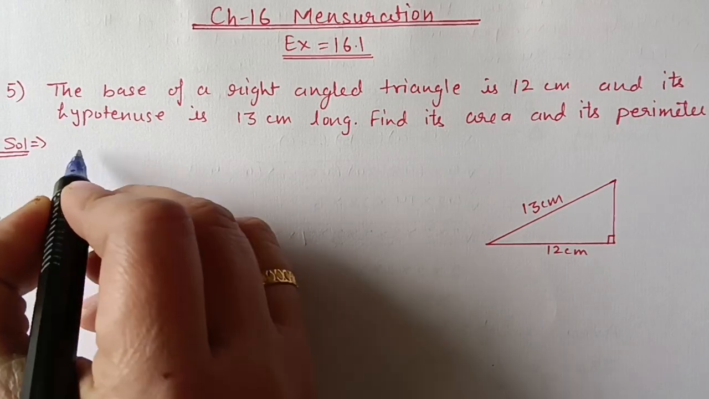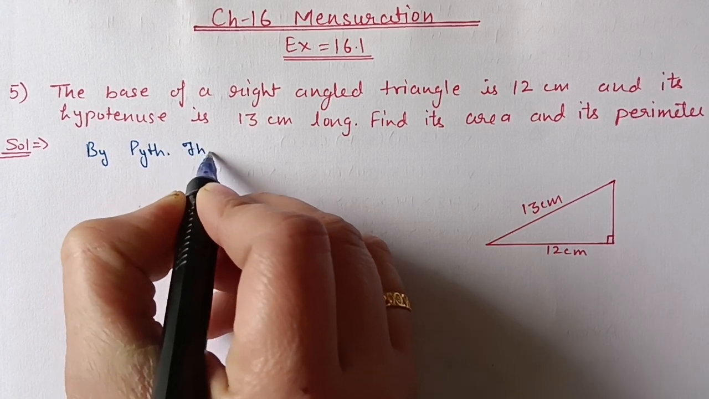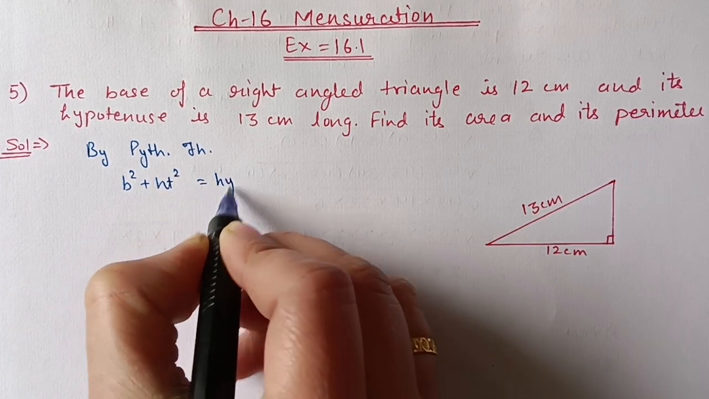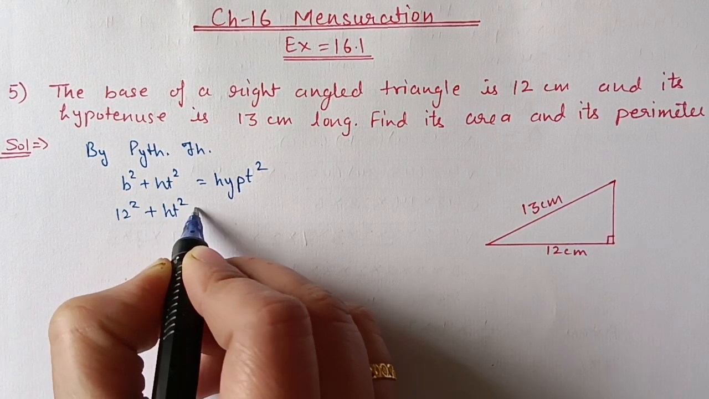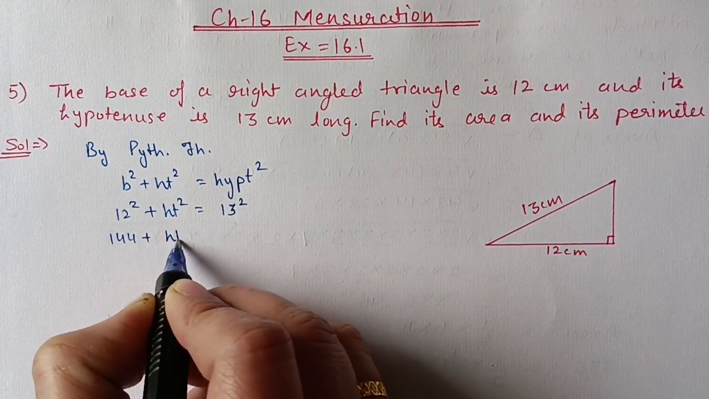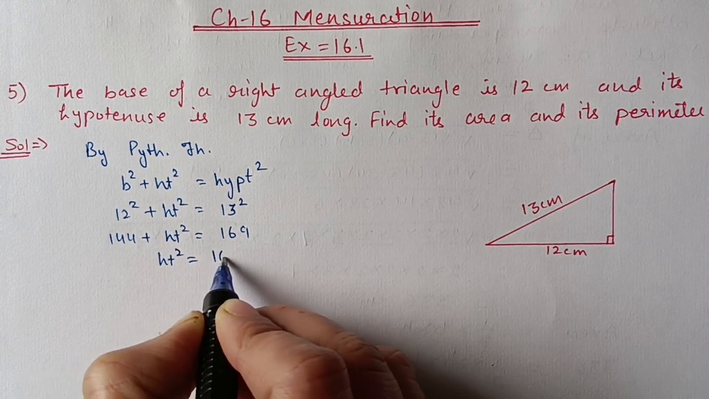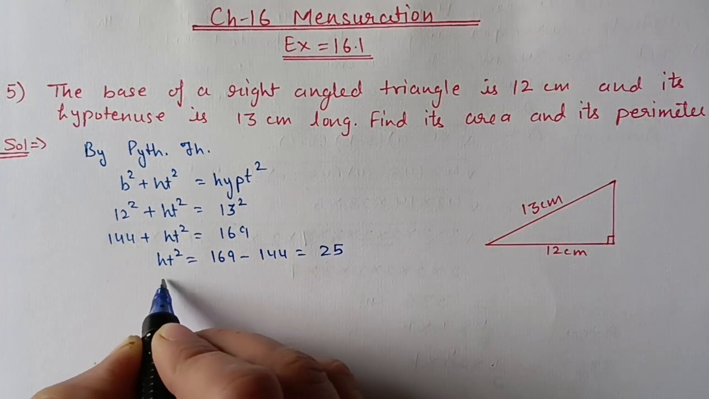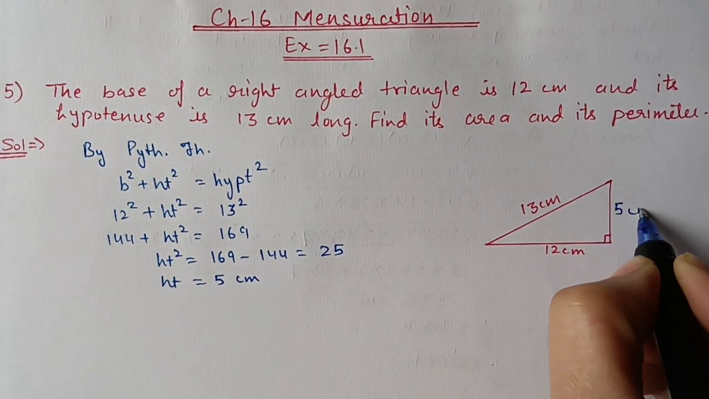So by Pythagoras theorem, base square plus height square is equal to hypotenuse square. Base is 12, height we have to calculate, and hypotenuse is 13. 144 plus height square is equal to 169. So height square equal to 169 minus 144 equal to 25. So height we are getting here 5 centimeter. So this height we got 5 centimeter.